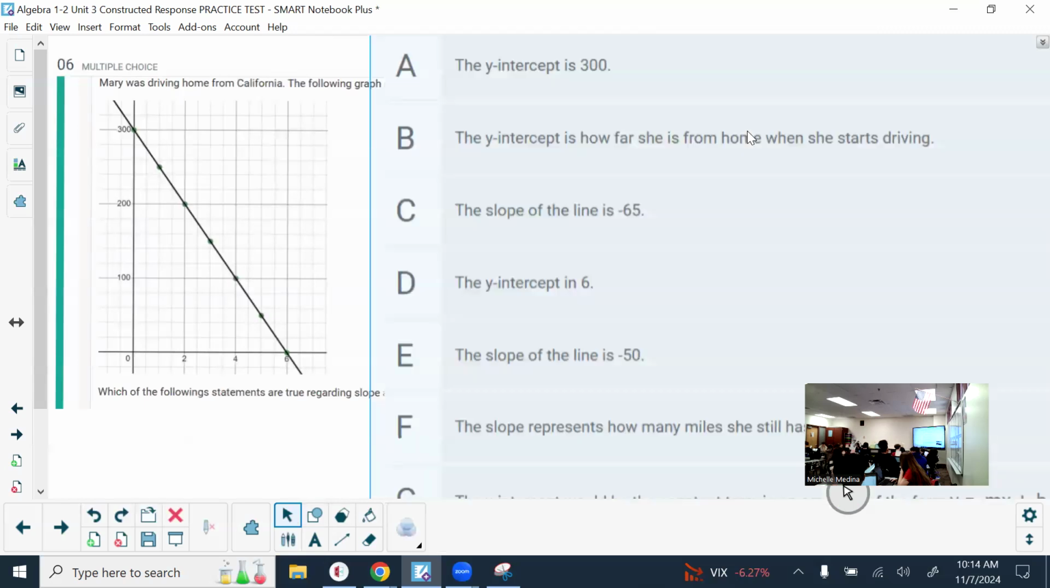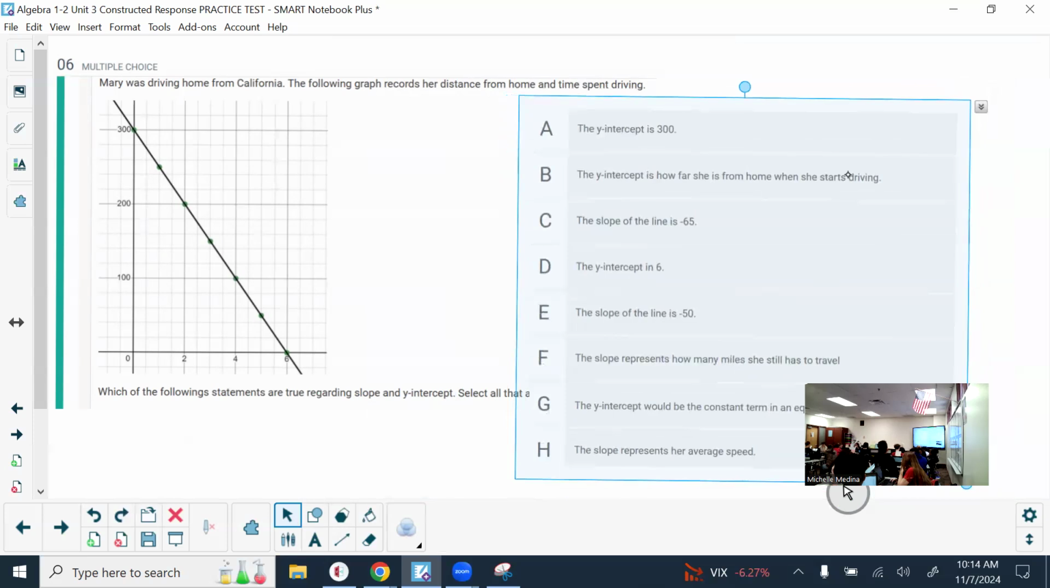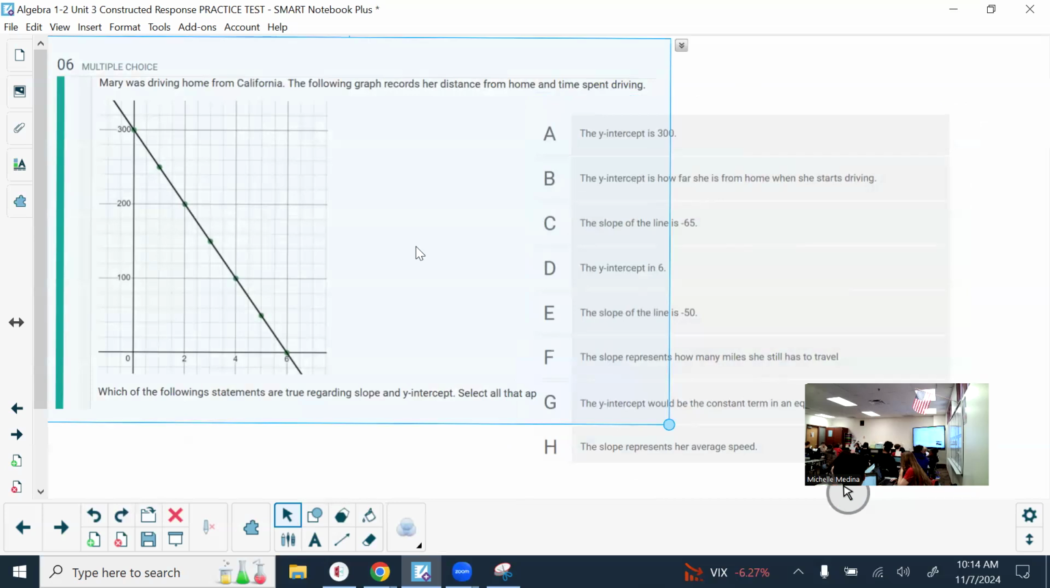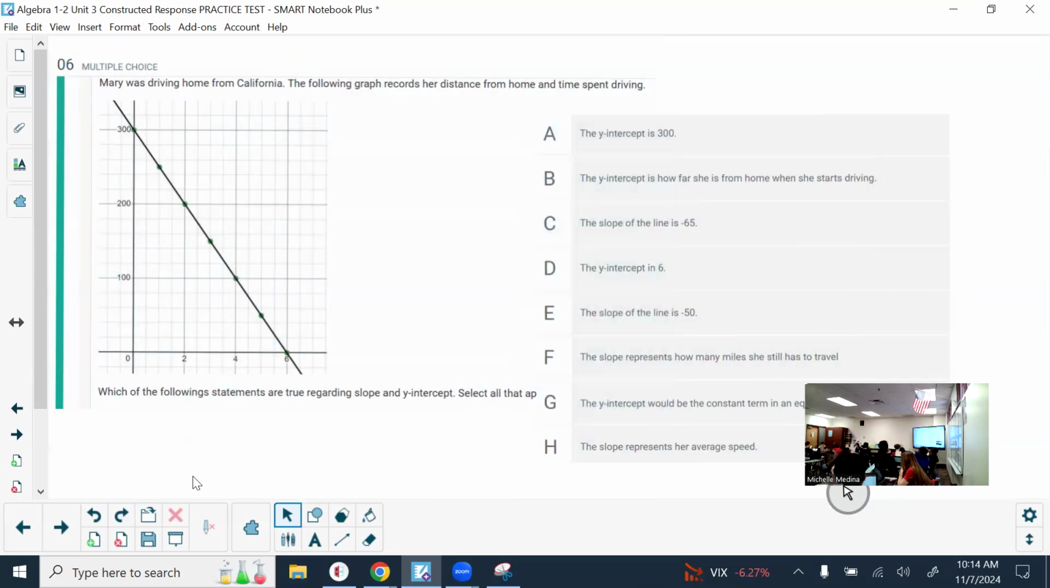Okay. So it's not labeled. Maybe it might be helpful to put what the x-axis should be and what the y-axis should be. It also didn't tell you x is this, y is this. So we're comparing distance from home and time spent driving. What do you think should go on the x-axis? Distance or time? Okay, so you think her distance will be numbers 2, 4, 6?